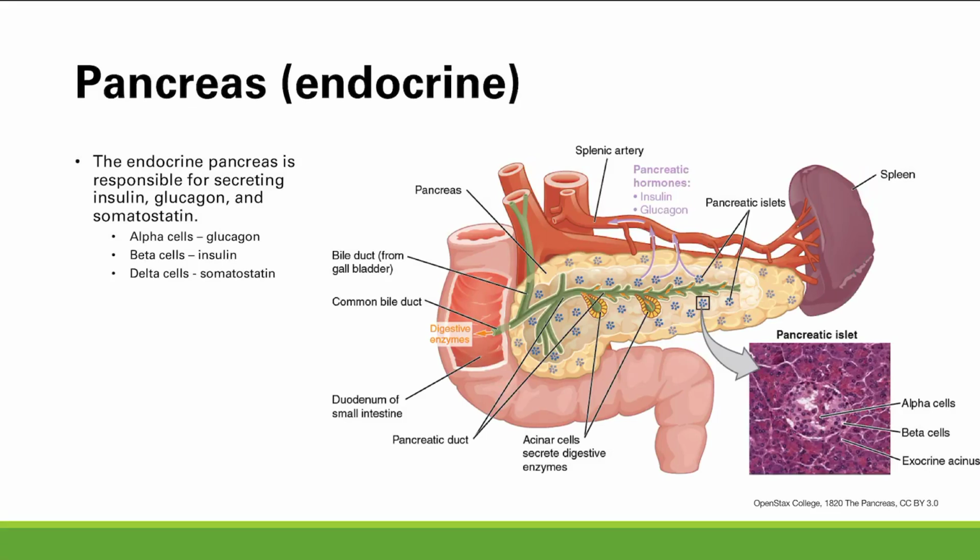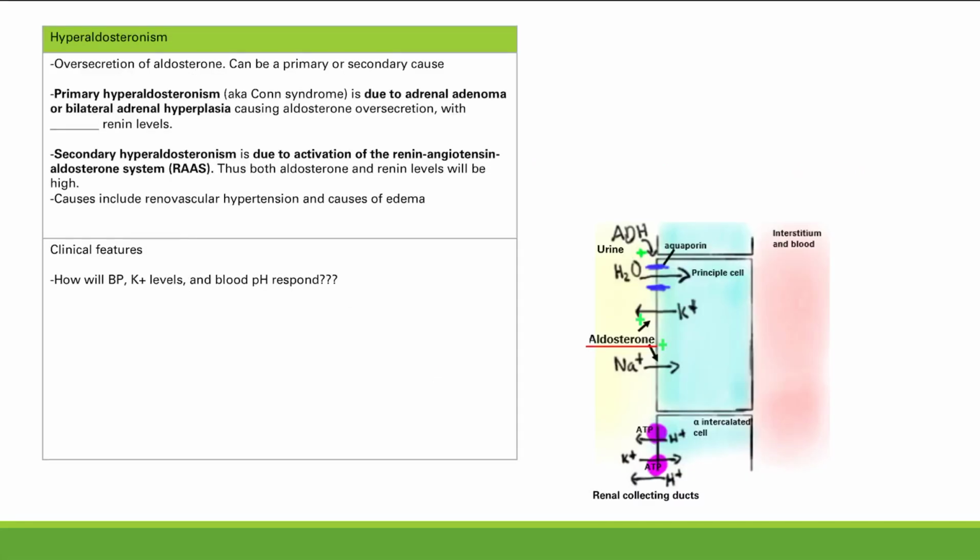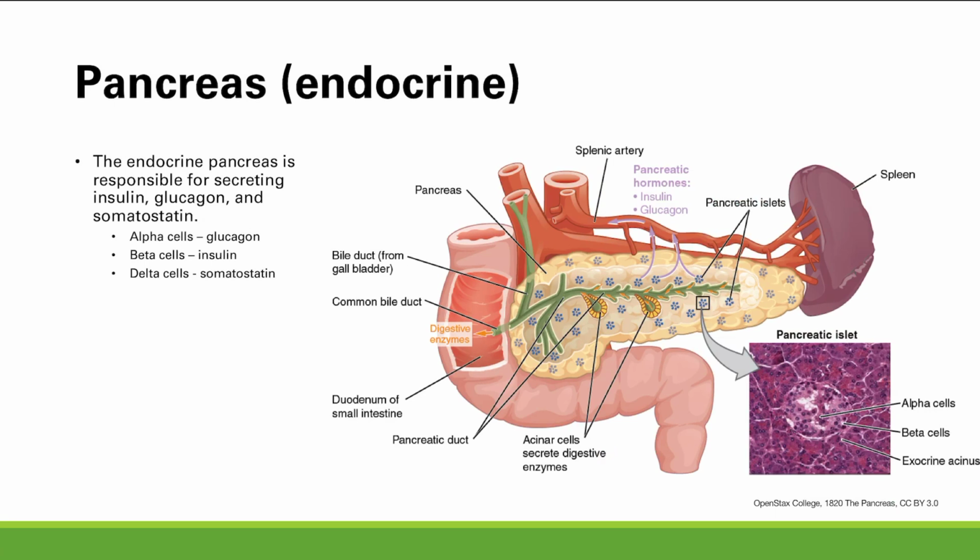So the pancreas, we learned about in the GI system, has an exocrine function of secreting digestive enzymes into the GI tract. But the pancreas also has an endocrine function, and so it's responsible for secreting a few hormones, specifically insulin, glucagon, and somatostatin.